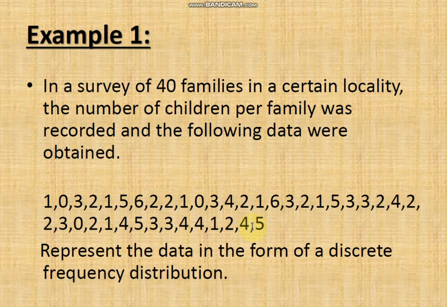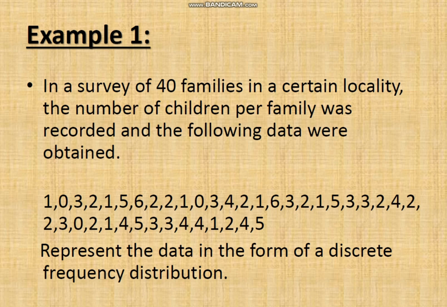Now we have to represent this data in a discrete frequency distribution. First of all, we have to understand how to conclude whether the given data deserves a discrete frequency distribution or a continuous frequency distribution. So go for the range. First, identify the lowest value. In this data, the lowest value is 0. Then identify the highest value. The highest value is 6.